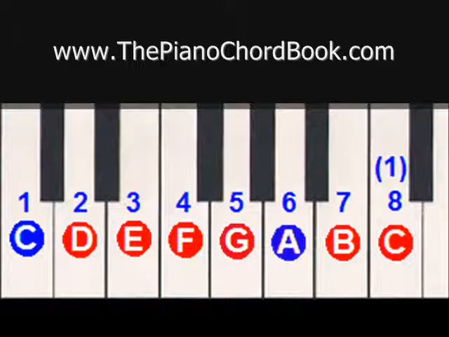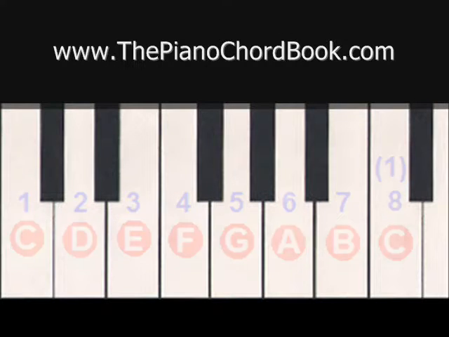C to A, 1 to 6 is called a sixth. And C to B, 1 to 7 is called a seventh. And the interval from C to the higher C, 1 to 8, is called an octave. So this gives us an idea of where the numbered names come from, second, third, and so on. They're the distance from the starting note to the given note in a scale.